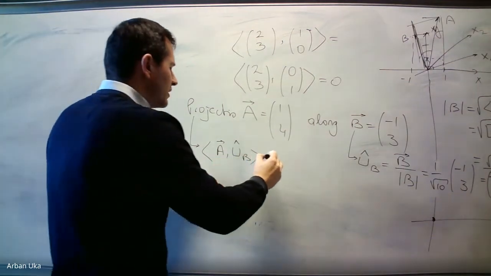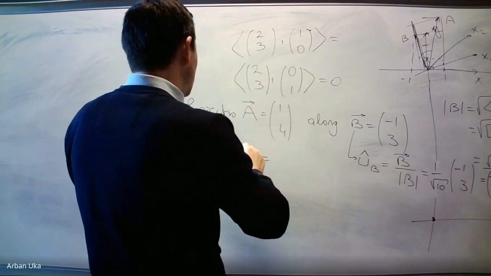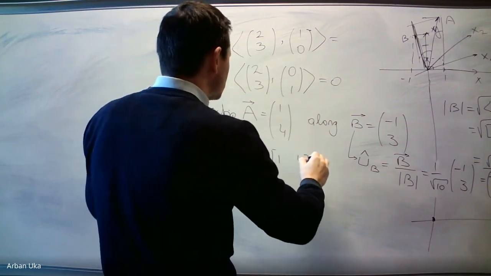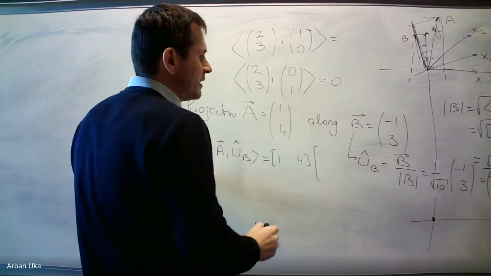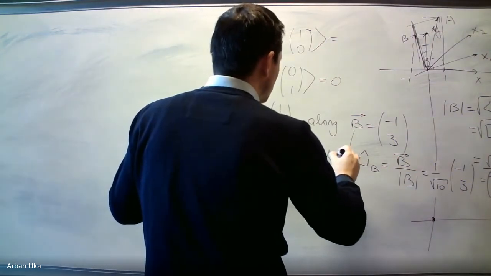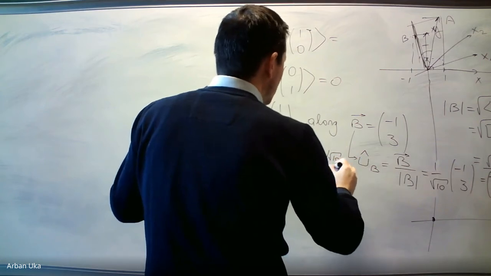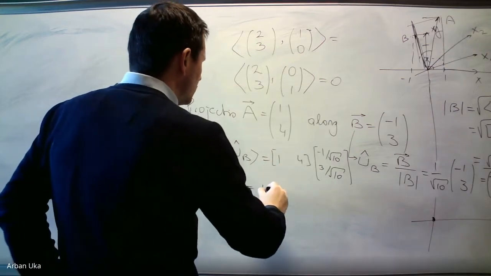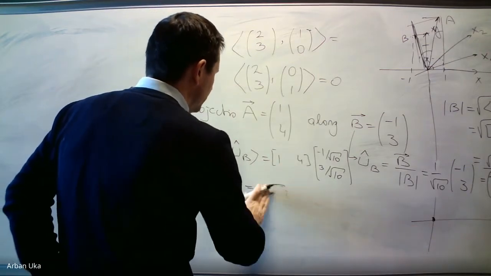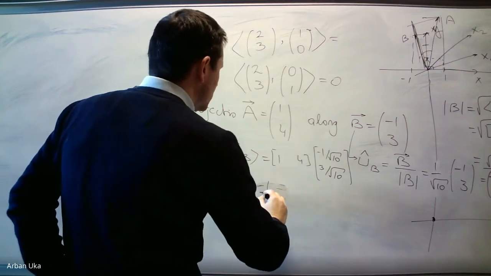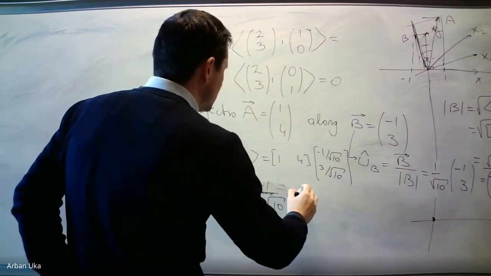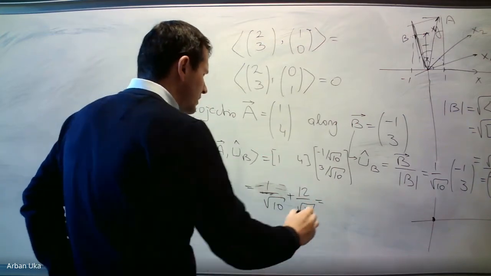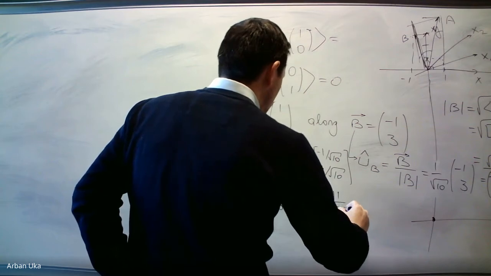So then, we just move ahead here fast. Here we do the inner product of A with this A transpose, this is 1, 4, and then we multiply here with minus 1 over square root of 10, 3 over square root of 10. Then the projection of these two is going to be 1 times minus 1 over square root of 10 plus 12 over square root of 10. So we get here 11 over square root of 10.